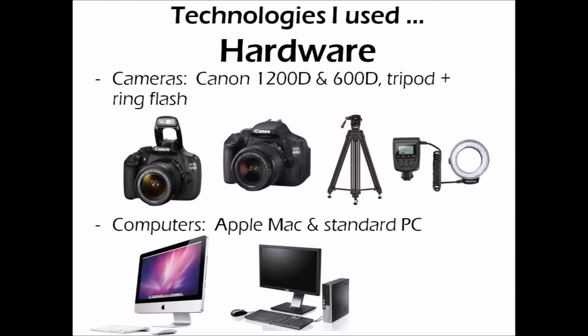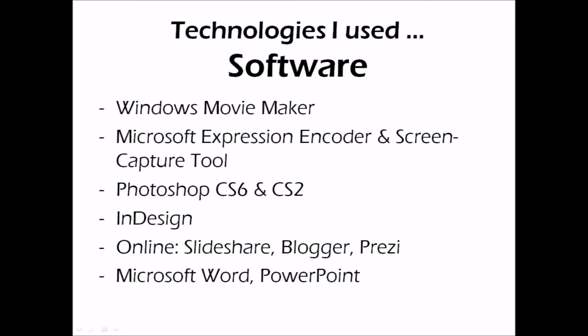In terms of hardware, I used two main technologies, which were a camera and computer. The cameras I used were the 1200D and the 600D, the 1200D being my own personal camera and the 600D being school property, which I used for my front cover photo shoot. The computers I used were Apple Mac, again school property, and my own standard desktop PC.